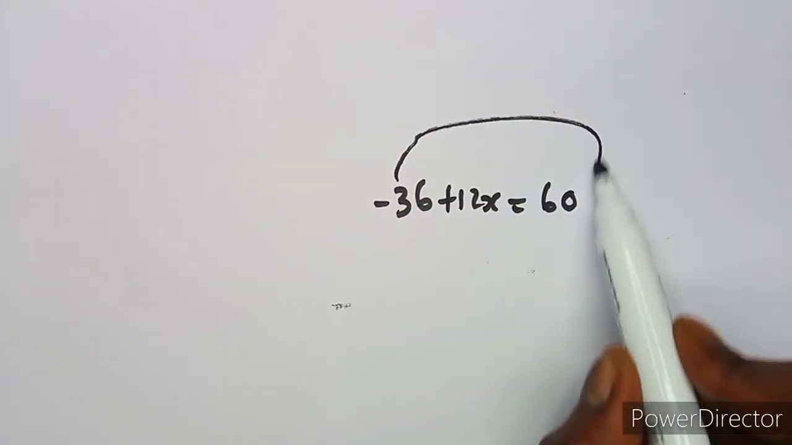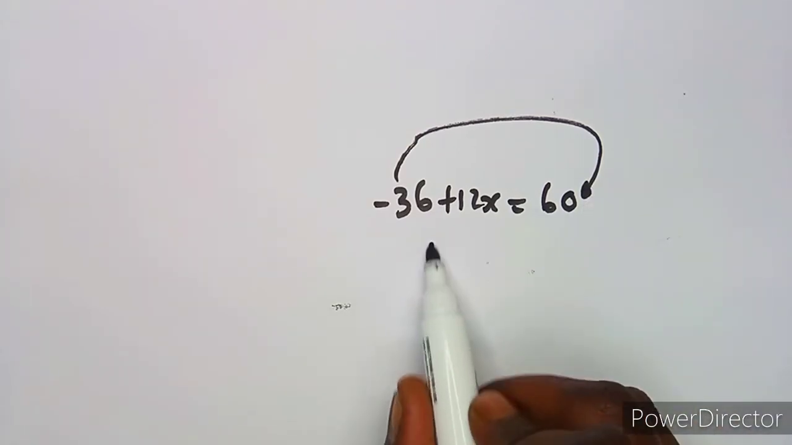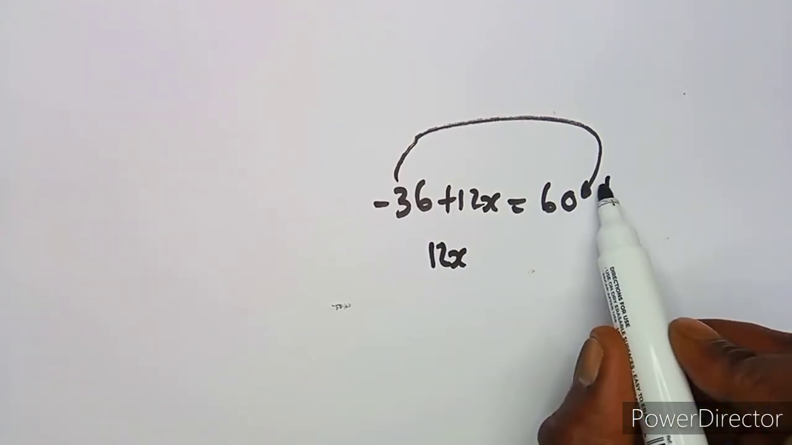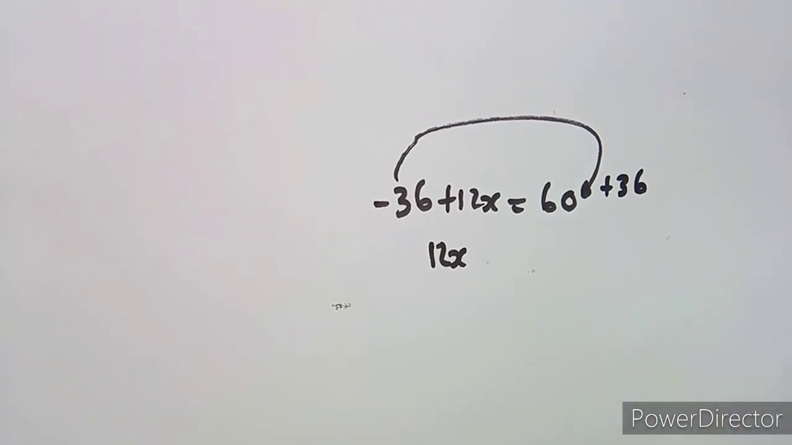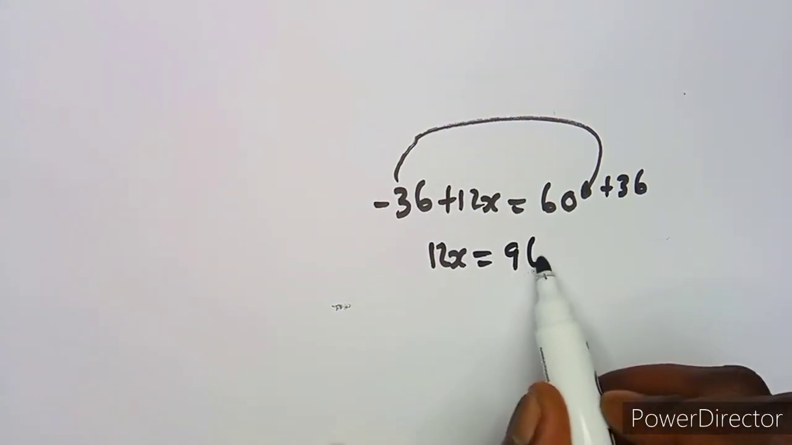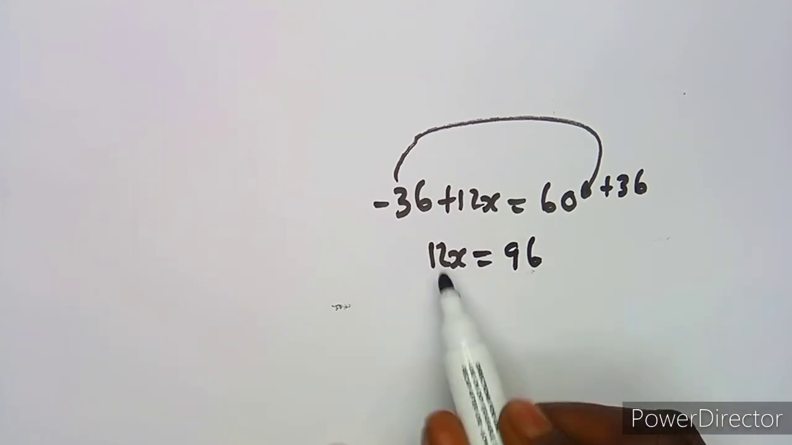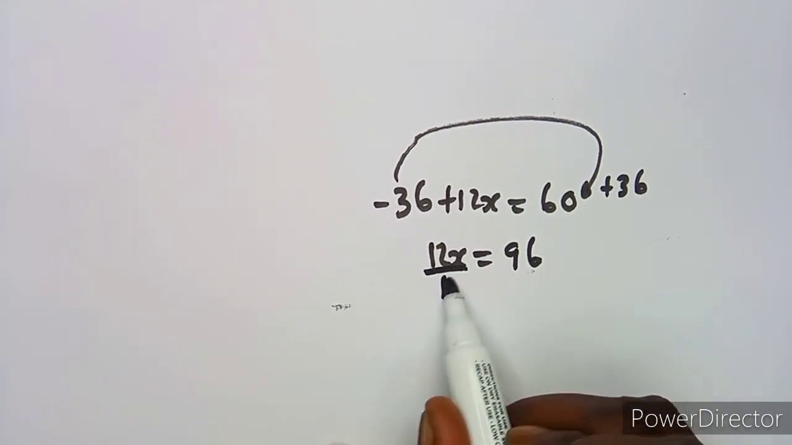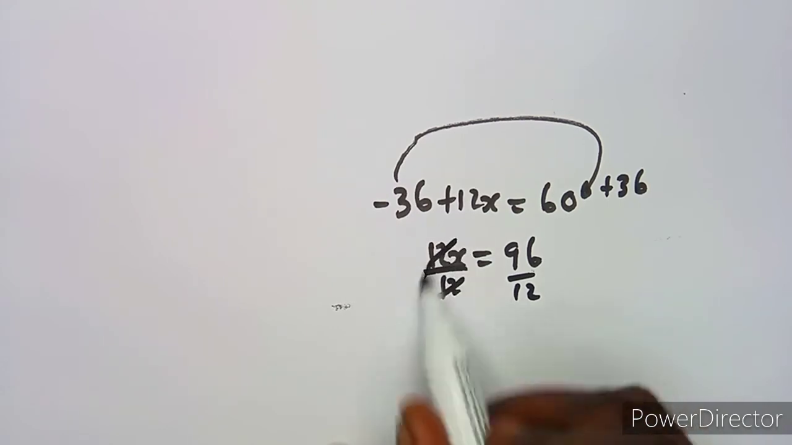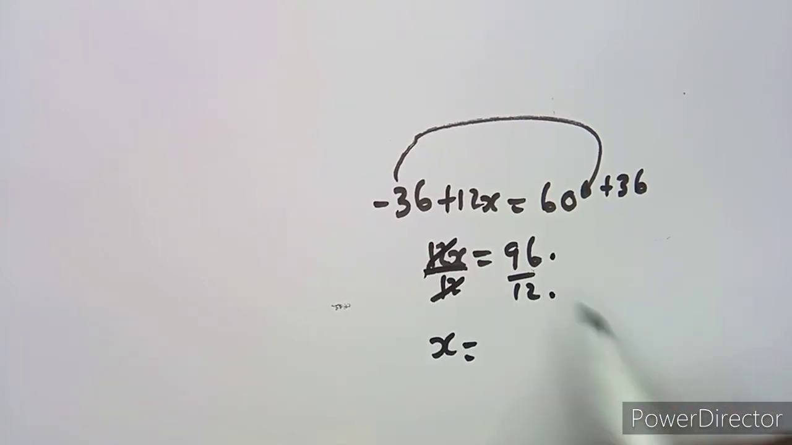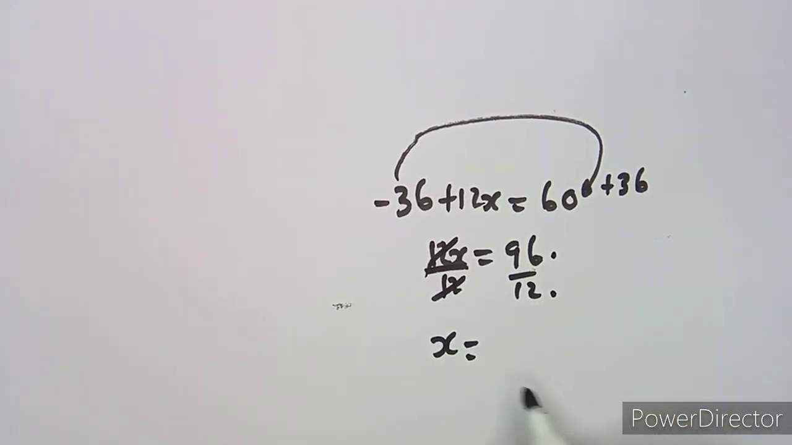So definitely I have to transpose this to the other side, so it's going to be a plus. It will be plus 36 like that. So 60 plus 36, we are going to obtain 96. Then I divide by 12 because I want to make x the subject, or find the value of x. This one is going to give me 8. That is the value of x, which is 8.